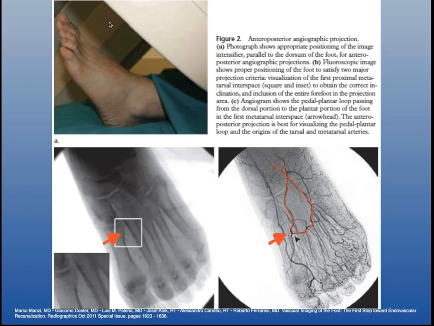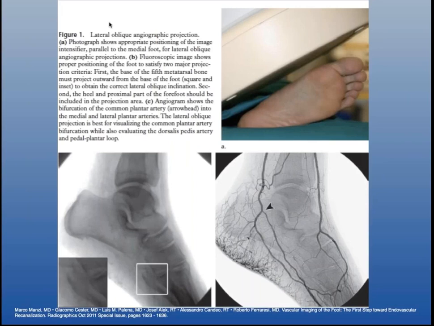So you can see this gives you a really good idea of what the anatomy should look like. So now what about the lateral foot? What's important on the lateral foot? So again, we want a lateral foot X-ray. If you look, the II is parallel to the foot.